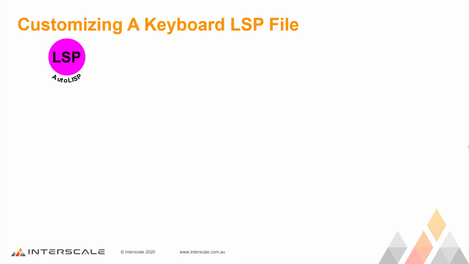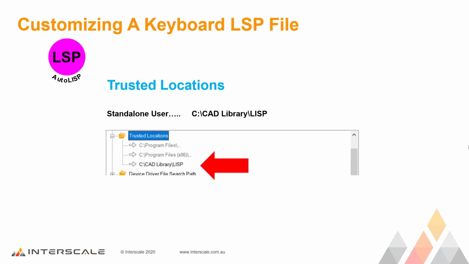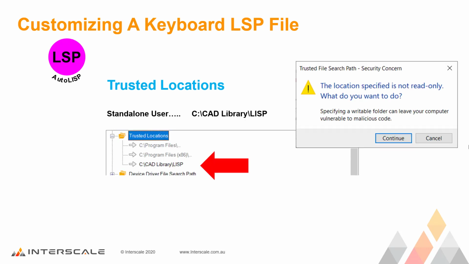A rule for adding Lisp to a folder is that in the options you have to come down to the trusted locations and add your folder here. You will be prompted to make a read-only folder so as to protect it by AutoCAD. So remember to switch this off and on when editing or adding more Lisp files to your folder.